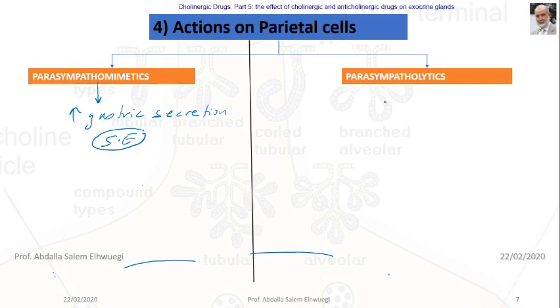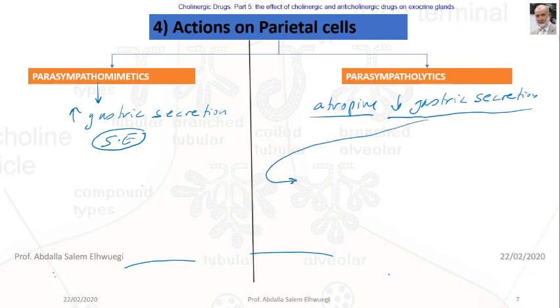On the contrary, parasympatholytics or atropine-like drugs will decrease the gastric secretion. For this effect, decreasing gastric secretion, they are utilized in treatment of different conditions, such as peptic ulcer and gastroesophageal reflux.